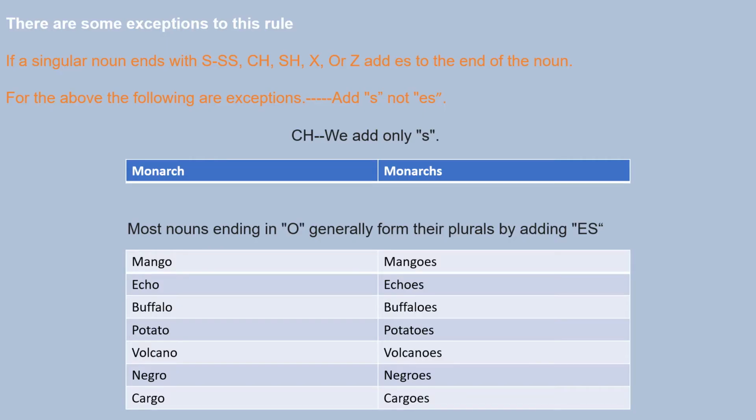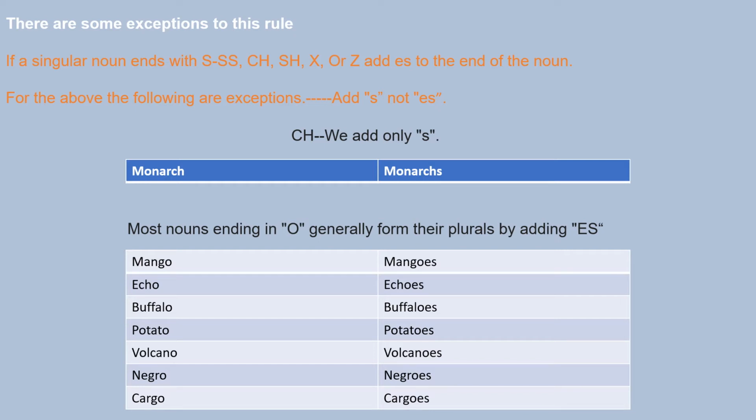There are a few exceptions to this rule. If a singular noun ends with s, ss, ch, sh, x or z, we usually add es to the end of the noun, and that is what we read with the examples. The above examples have a few exceptions. Exceptions are monarch, monarchs. We add only s and not es.